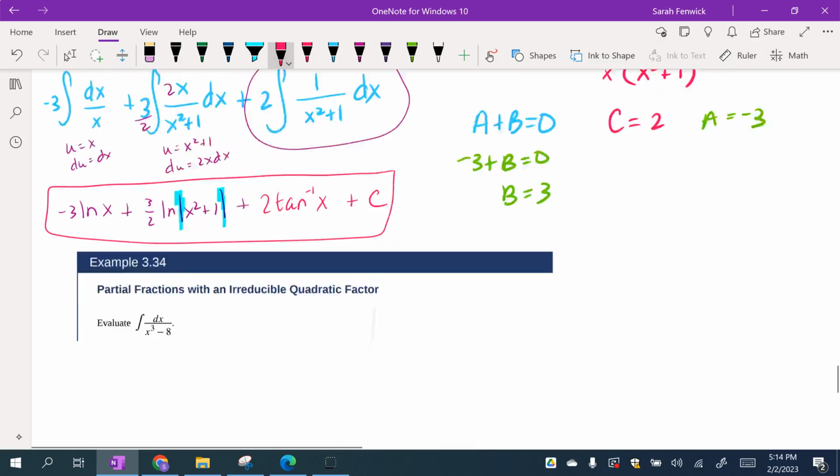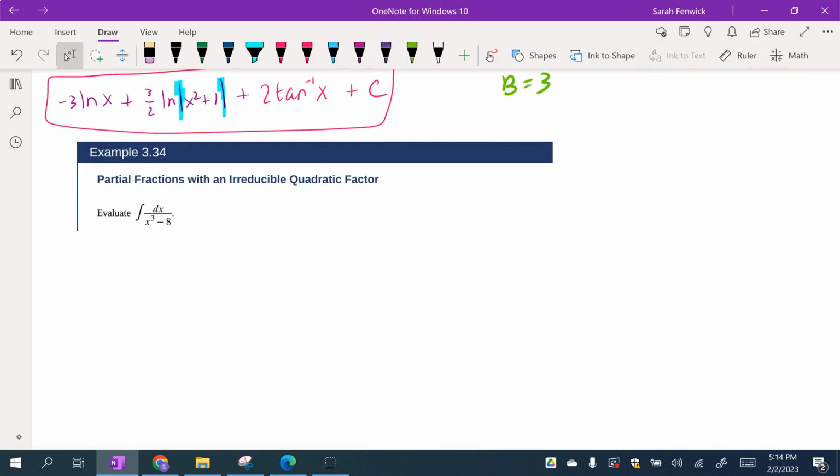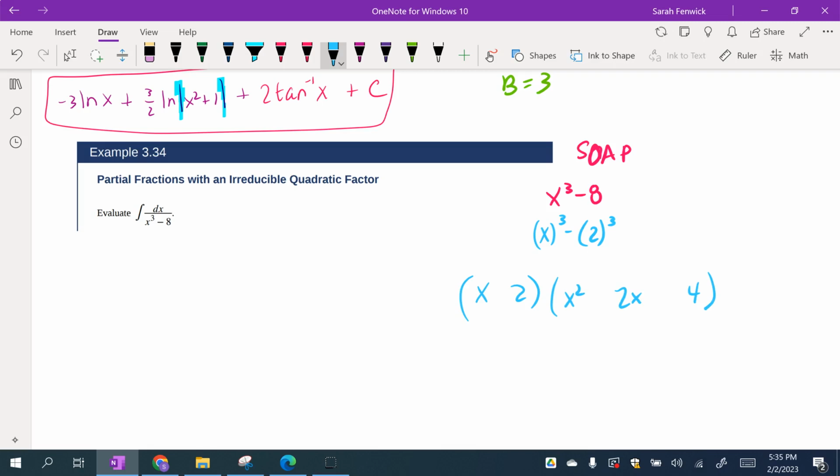All right, looking at the next one. X to the third minus 8 is a difference of perfect cubes. I don't know how many of you learned the SOAP way of factoring these. So, like I said, the SOAP method is what I use usually to teach this, and that's that this is x to the third minus 2 to the third. So you would have x and 2, x squared, 2 times x, and 2 squared. And SOAP means that you have the same sign as the problem, the opposite sign, and always positive. So this is my denominator, and my numerator is 1, because my dx is just sitting there.